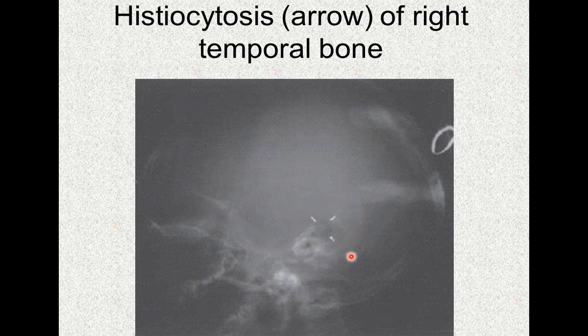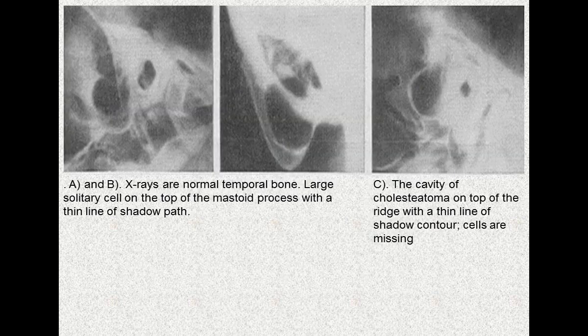This is histiocytosis, eosinophilic granuloma, area of the right temporal bone with cavity formation starting. This is an X-ray of a normal temporal bone, a large solitary cell in the top of the mastoid process with a thin line of shadow. Here is the cavity of cholesteatoma, in the top of the ridge with a thin line of shadow contour. Cells are missing as we see.